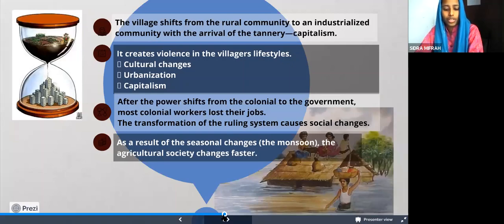Third one, capitalism. Because of the tannery, more people come to the village, and step by step, the village becomes a capital city. After the power shifts from the colonial rule to the government, most colonial workers lost their jobs. The transformation of the ruling system causes social changes. As a result of the seasonal changes, the agricultural society changes faster.